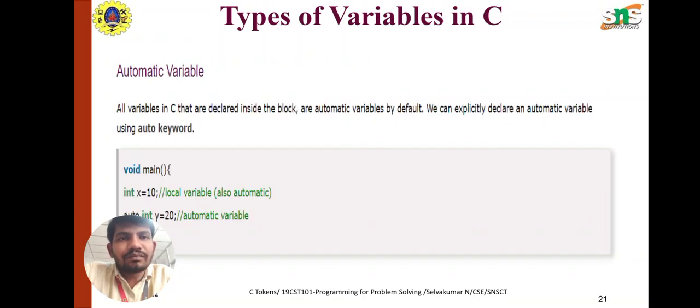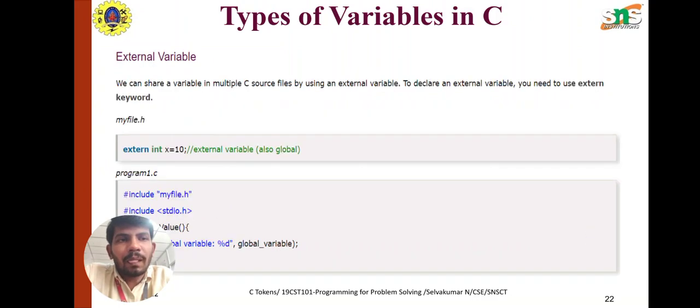Automatic variable. All variables in C that are declared inside a block are automatic variables by default. We can explicitly declare an automatic variable using the auto keyword. This is an auto variable. External variable. We can share a variable in multiple C source files by using an external variable. To declare an external variable, you need to use the extern keyword, like in myfile.h.